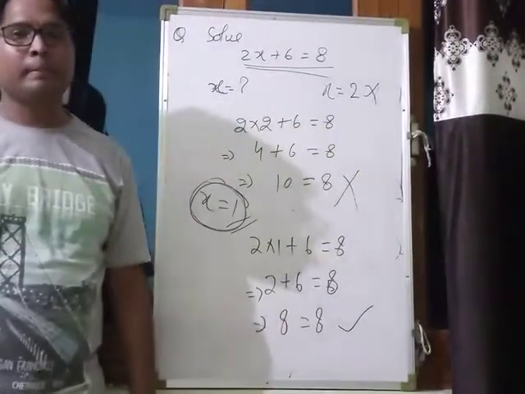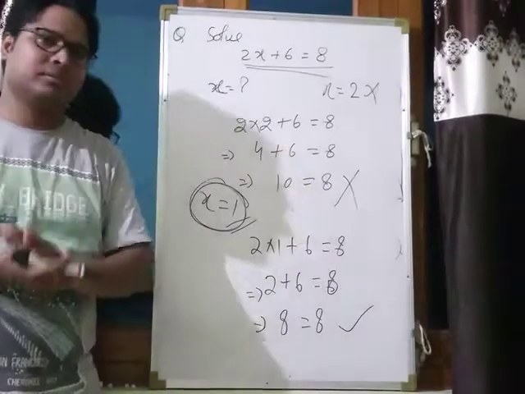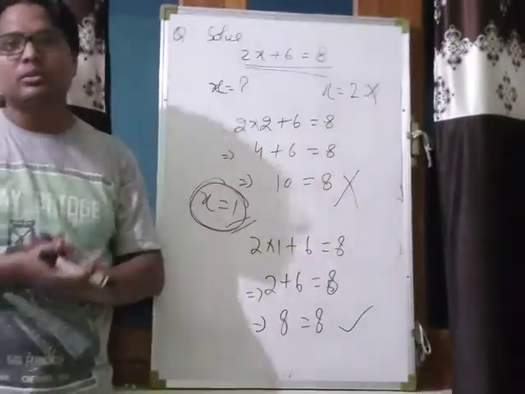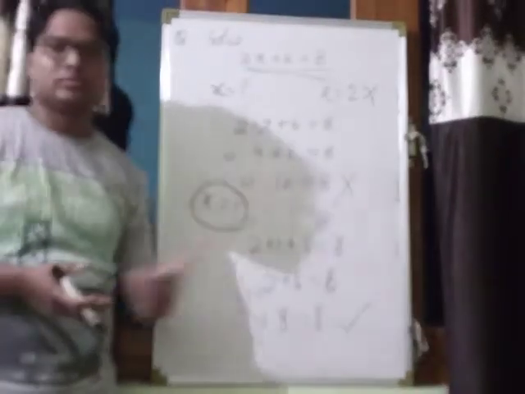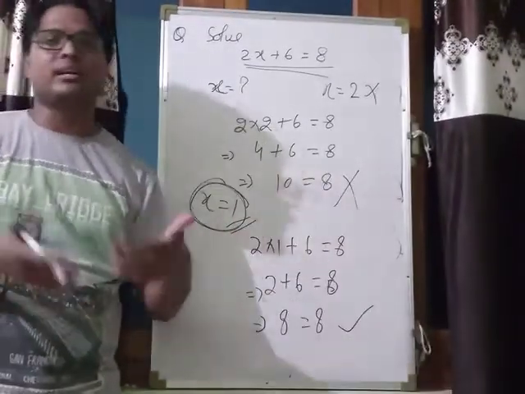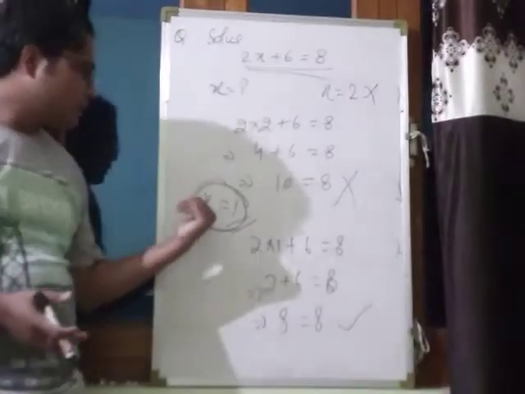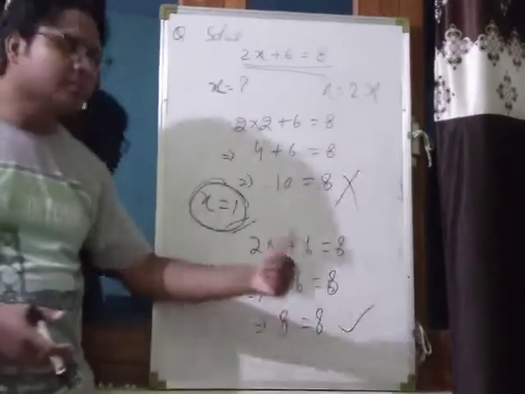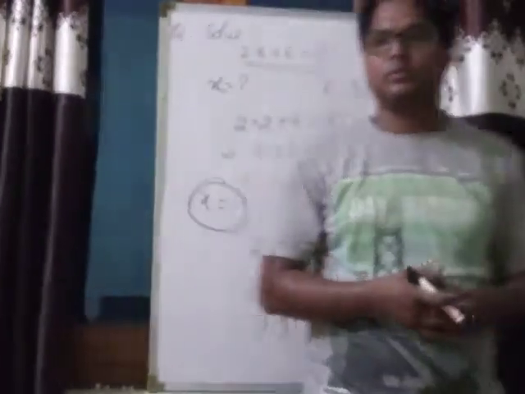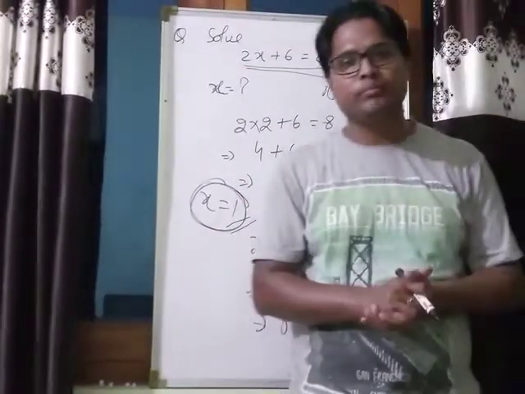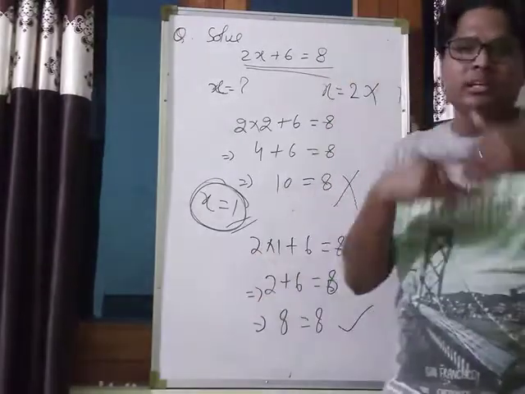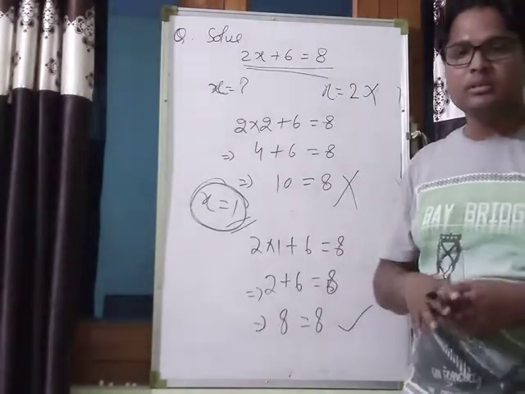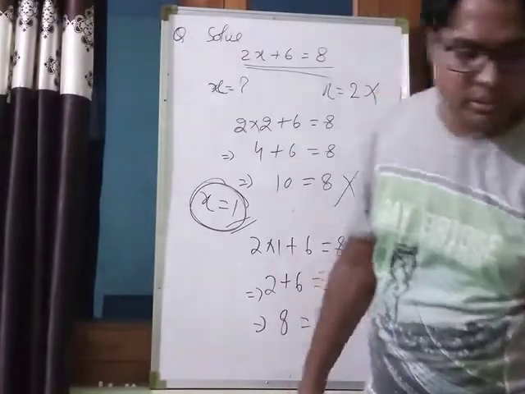Got it? How can we solve this? Here I put x is equal to 2 and found that left side and right side are not equal. After that I put 1 and checked that left side and right side are equal, meaning x is equal to 1 is its solution. But is there any specific method for finding the solution of any simple equation? Yes. How can we solve it?